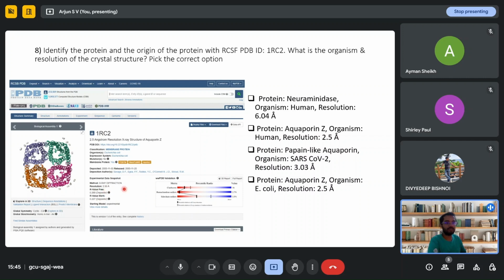So your correct option will be protein aquaporin Z, organism E. coli, and resolution 2.5 angstroms.